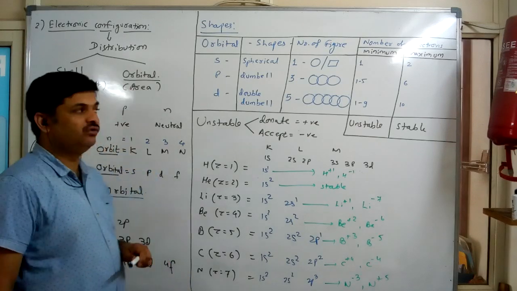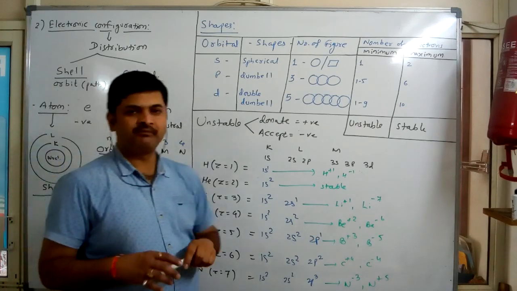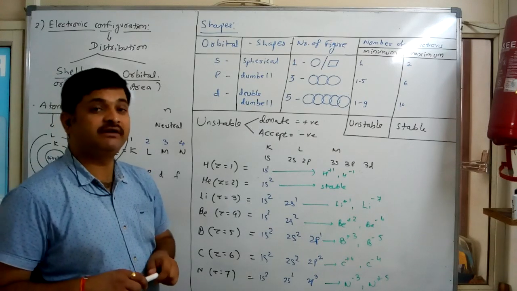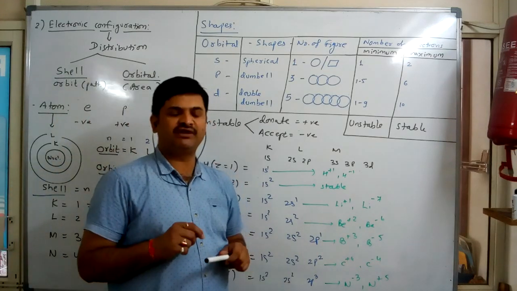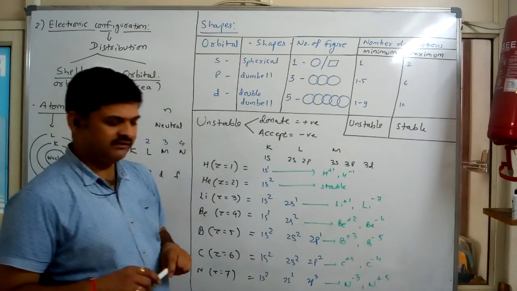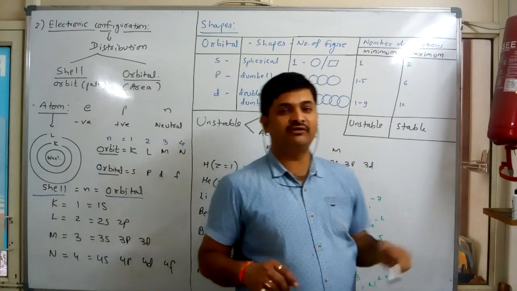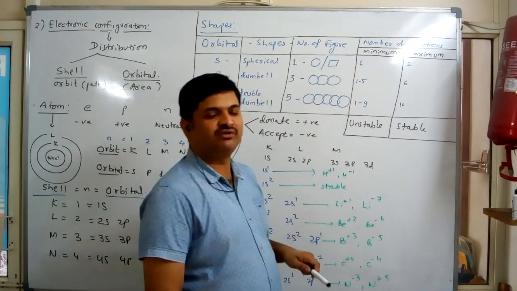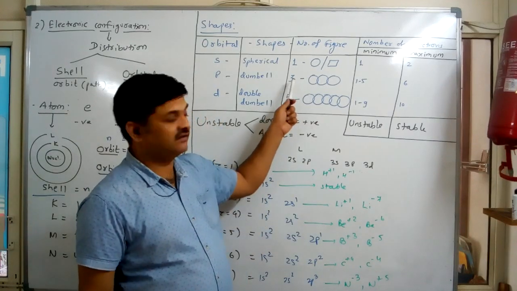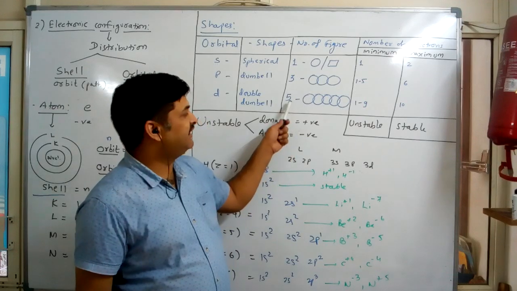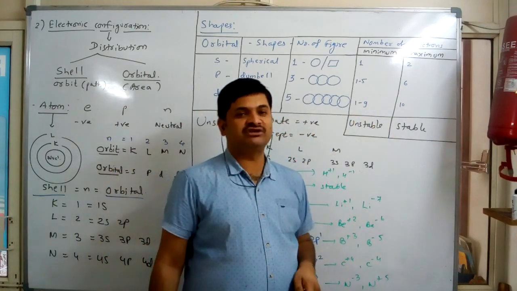Now according to Hund's rule, in one circle the maximum number of electrons will be 2. This type of thing you have to remember. If the number of circles is 1, then the maximum number of electrons is 2. Here 3 circles are there, so the maximum number of electrons is 6. Similarly 5 circles, here 10 electrons are there.